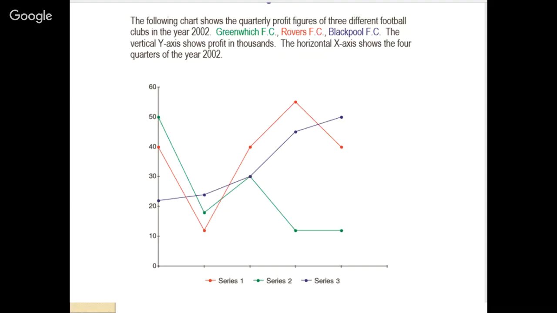Oh, guys, before I go on to rovers, what would be the significant figures of Greenwich? The significant figures would be what? 50 the highest, and 12 the lowest, right? In the last 2 quarters, we have 12. Awesome. Fabulous. Good. Now that we have done that, let us move to rovers.